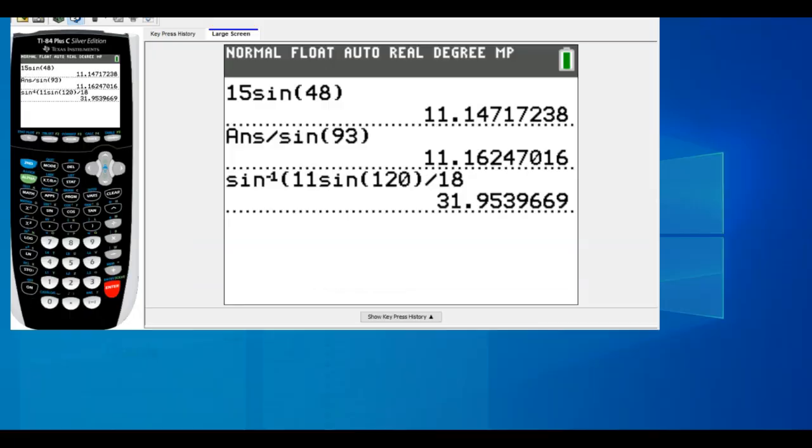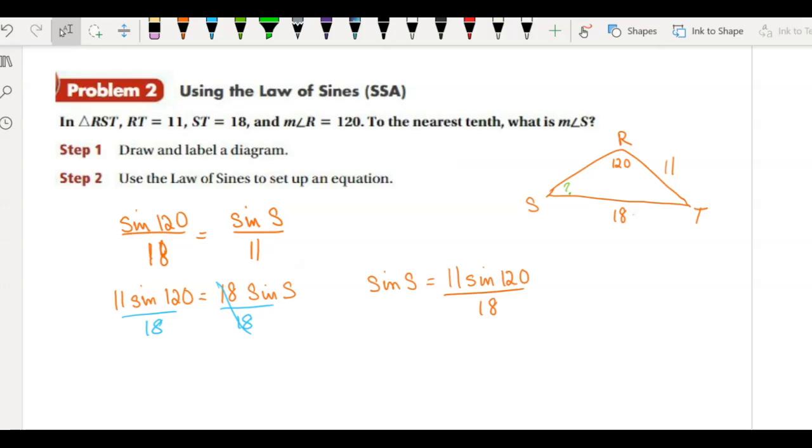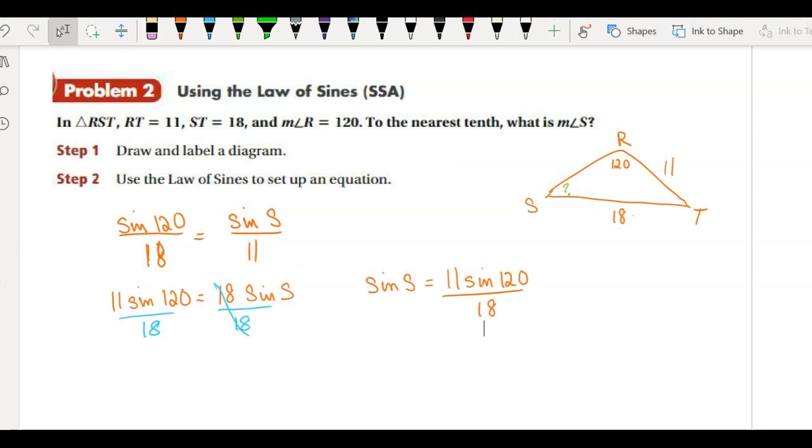So now I'm going to go back to my problem. Let's see, to the nearest tenth. So the sine of S, the measure of angle S, is equal to 31.95. And when we round this to the nearest tenth, we get 32.0. So the measure of angle S is equal to 32.